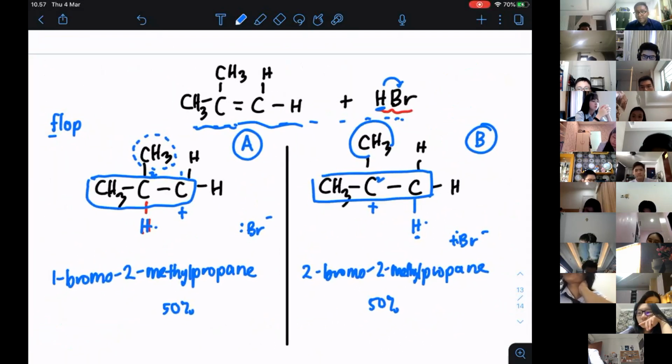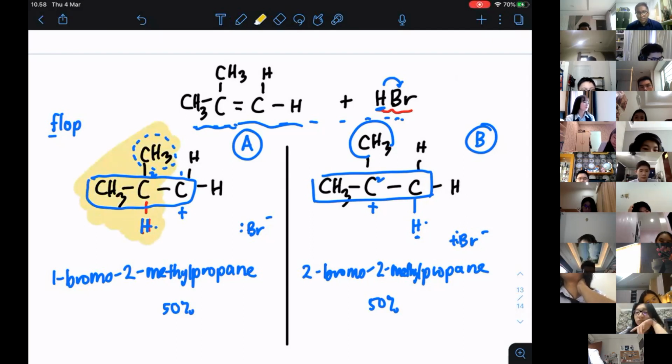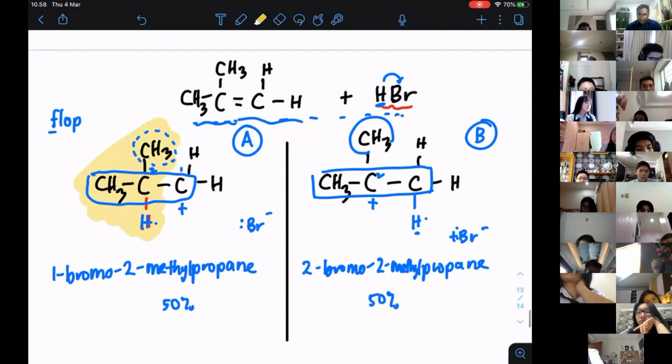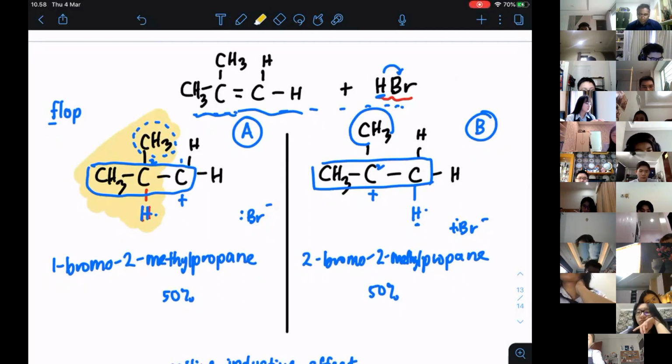There is a carbocation in both of them, and they are different kinds of carbocation. If you look at this carbocation, it only has one R group. This entire thing is one R group. And if you look at this carbocation, there is one R group, another R group, another R group.